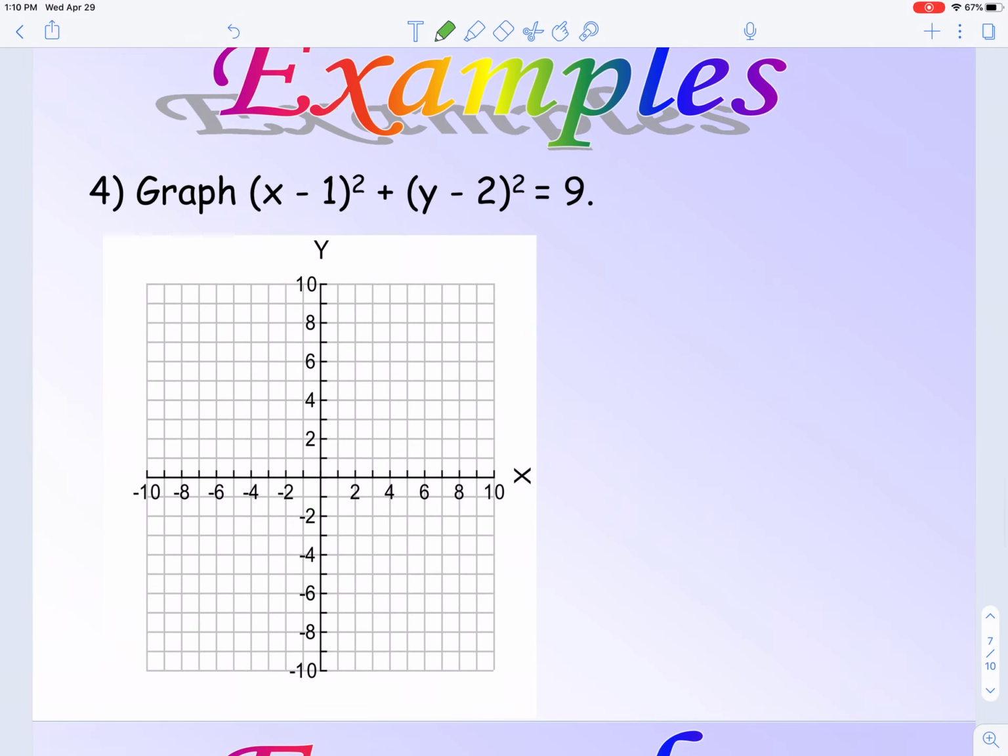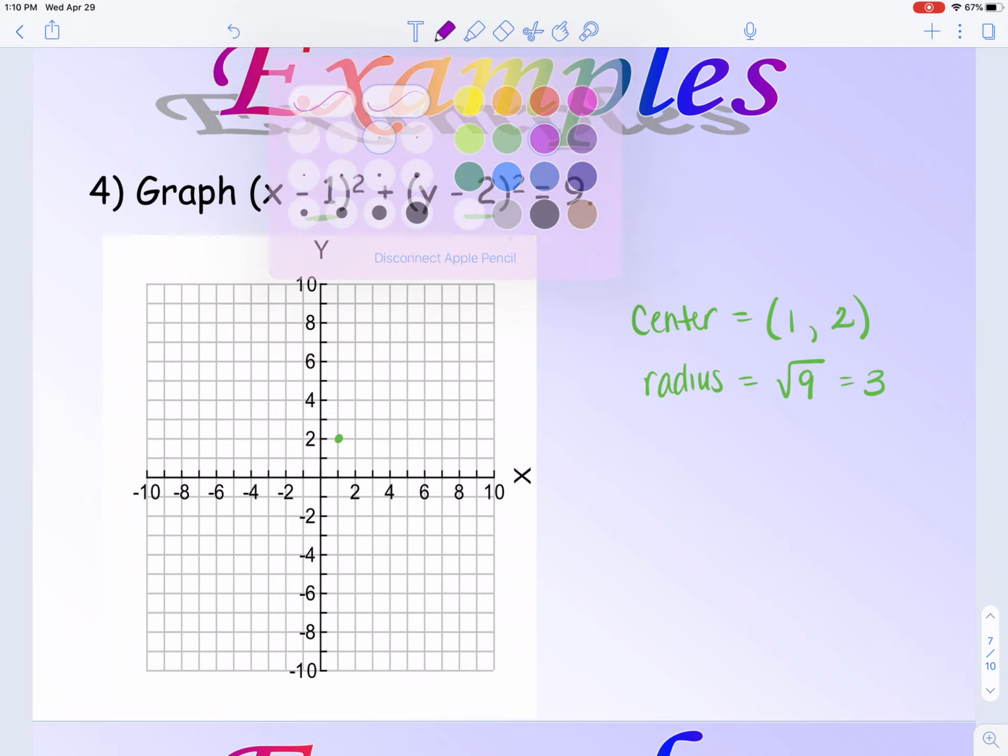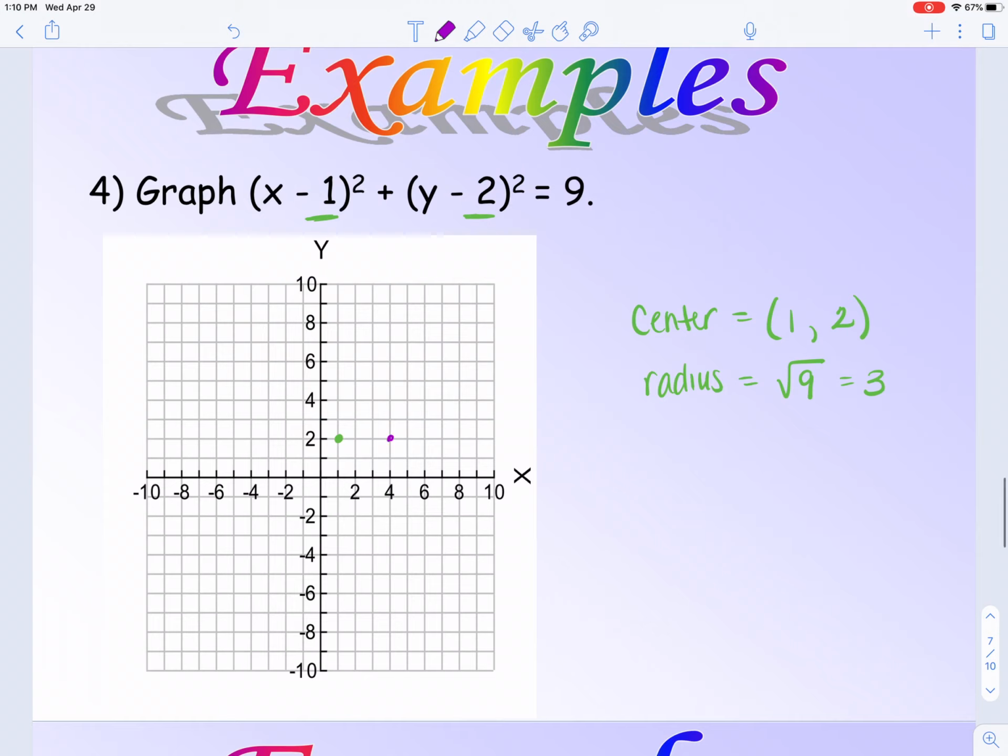Okay, now graph it. Before I graph it, I get your center and the radius. The center, take the opposite of the two numbers in the parentheses, positive 1, positive 2, and the radius is the square root of 9, which is 3. So I first plot the center at 1, 2, and then I'm going to take 4 points that are 3 units away from that. So 3 units to the right, 3 units up, 3 units to the left, and 3 units down, and then draw the best circle you can. And then label it with the equation, of course.